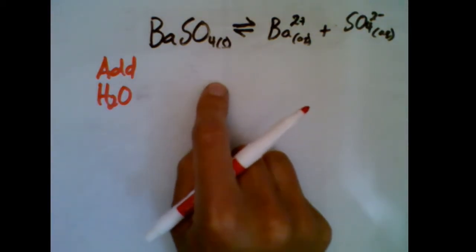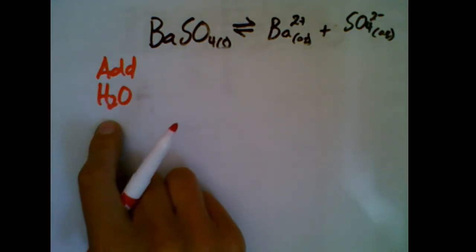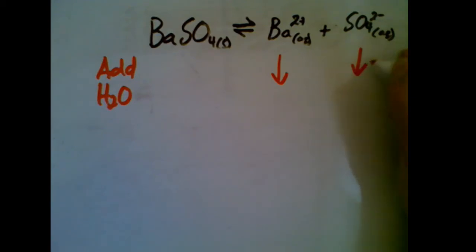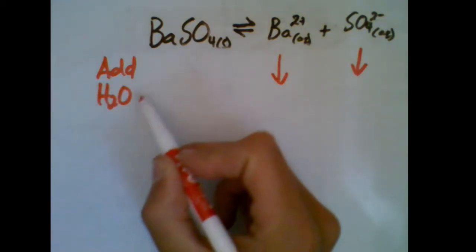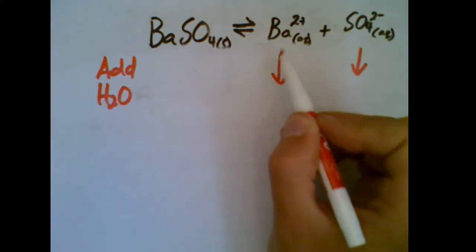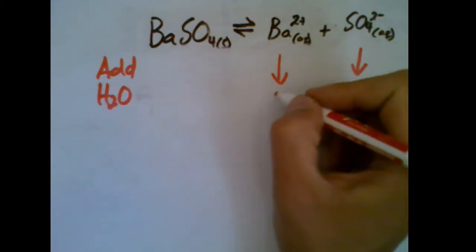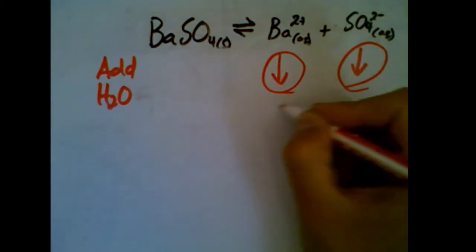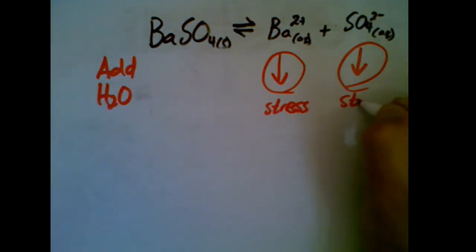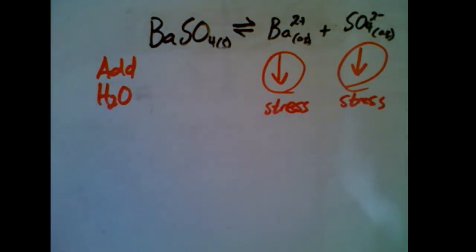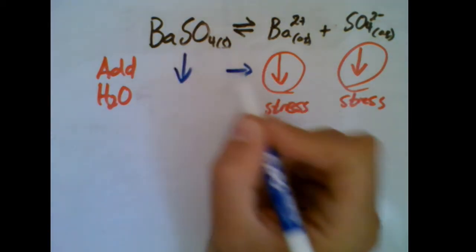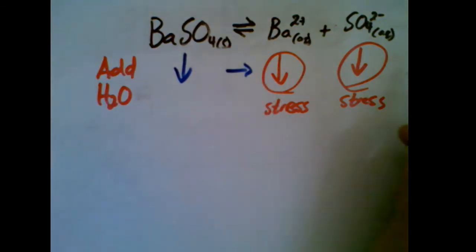Hopefully what you realized is that adding more H2O decreases the concentration of the ions. You've added more solvent without adding more solute. So you've decreased the concentration of the ions in the solution. What that is going to do is shift equilibrium to the right, and it's going to decrease the amount of solid in the container by causing it to dissolve.